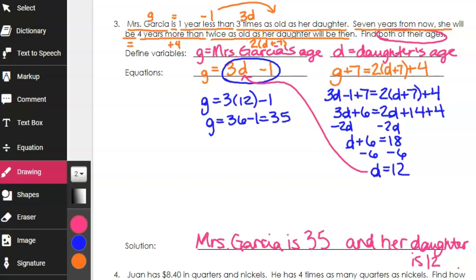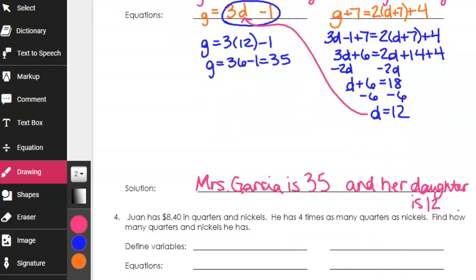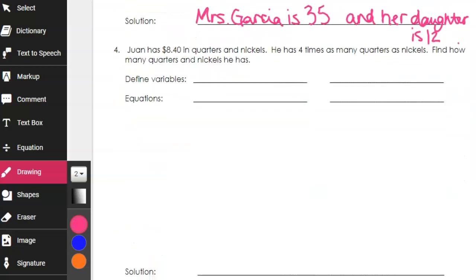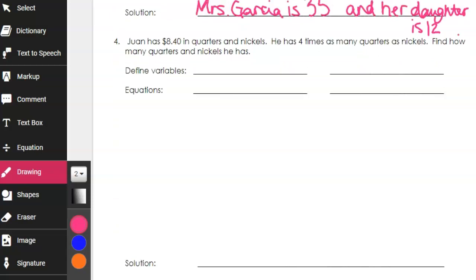So after this example, we start seeing problems that have monetary values. Monetary is the adjective meaning for money. So we start seeing problems that have certain amounts of money. You've seen hopefully these problems before in Algebra 1 where we talk about quarters and nickels and how much and all that kind of stuff. And so we're going to bring those back today.